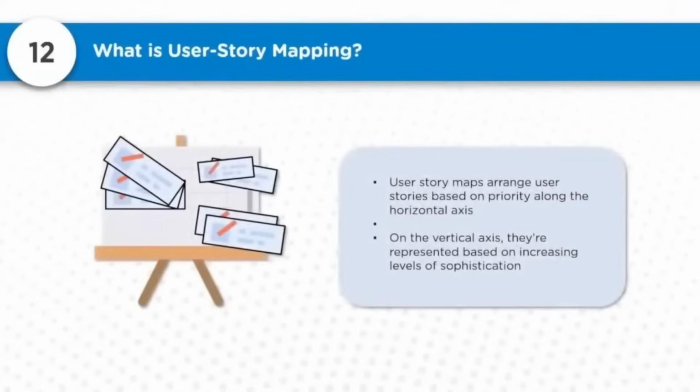So now user story maps arrange user stories based on the priority along the horizontal axis. On the vertical axis, they are represented based on increasing level of sophistication. So this will help in terms of handling a specific flow, so that things can be done in order with full clarity.